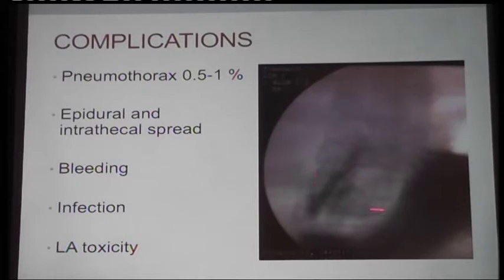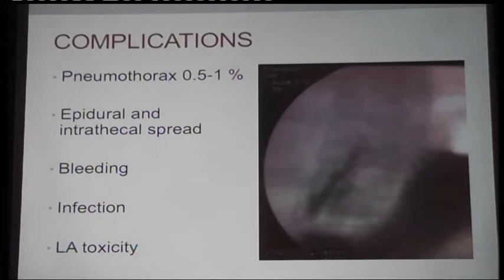Here you can see we have put a catheter in a patient with multiple rib fractures. Here is the catheter and the drug is spreading medially towards the epidural space. So in most cases, some of the drug goes medially towards the epidural space, but the amount is low, so there will be a unilateral block.